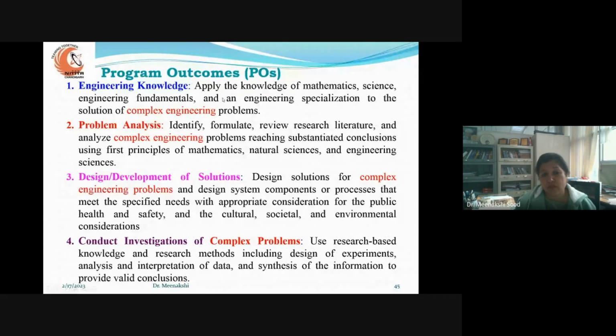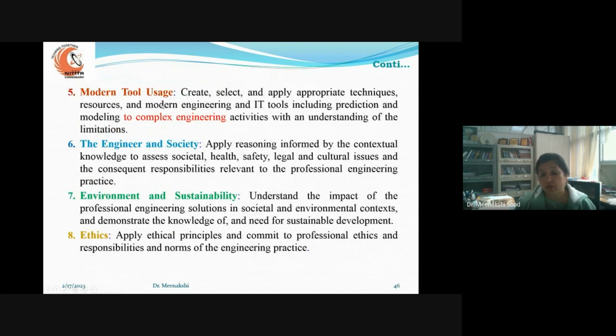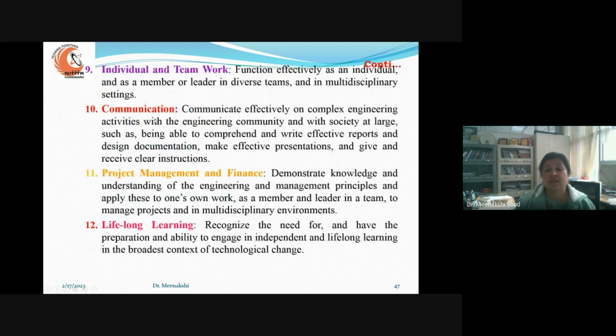Okay, so this you all might be having, and you can just go through it also. So 12 POs are there: engineering knowledge, problem analysis, design and development, conduct investigation of complex problems, modern tool usage, the engineer and the society, that is how much you are contributing to the society, then environment, ethics, individual and teamwork, communication, project management, and lifelong learning.